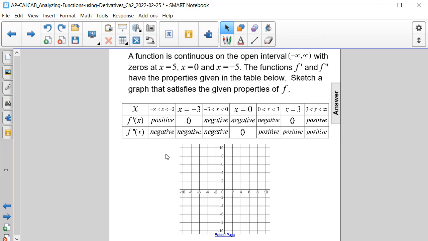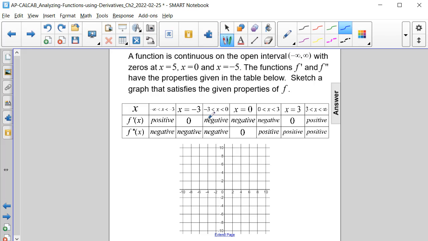A function is continuous on the open interval from -infinity to infinity with zeros at x equals 5, x equals 0, and x equals -5. The functions f prime and f double prime have the properties given in the table below. Sketch a graph that satisfies the given properties of f.